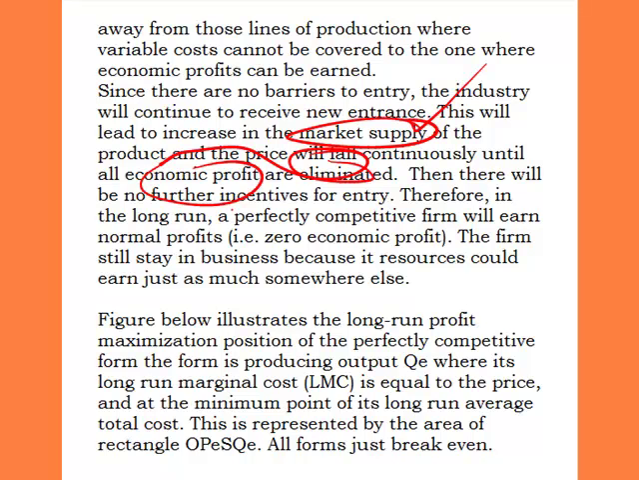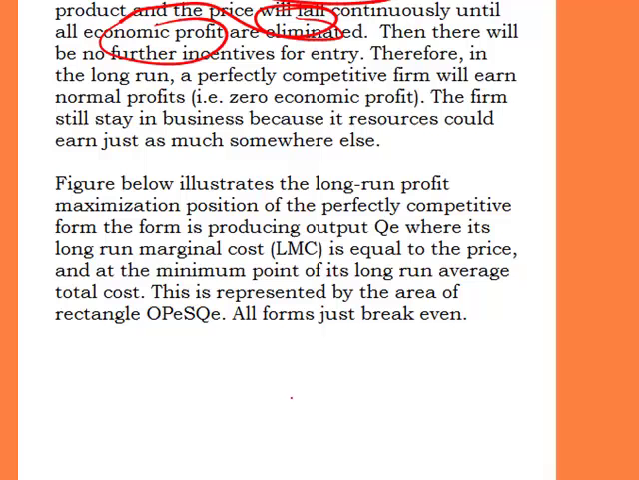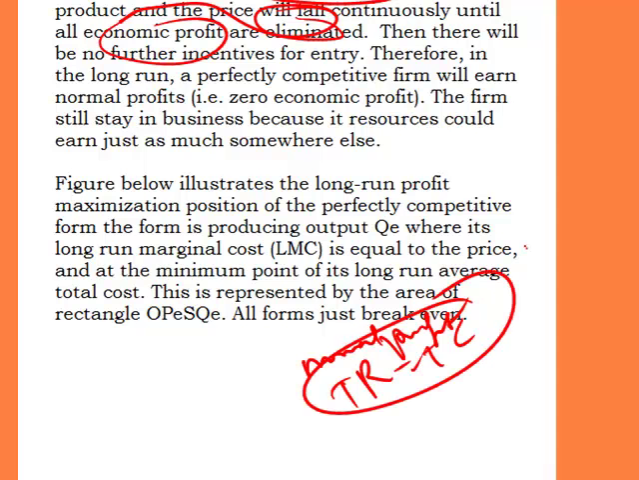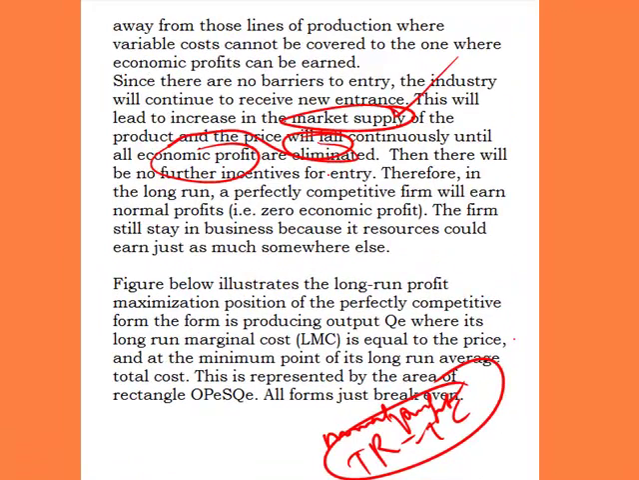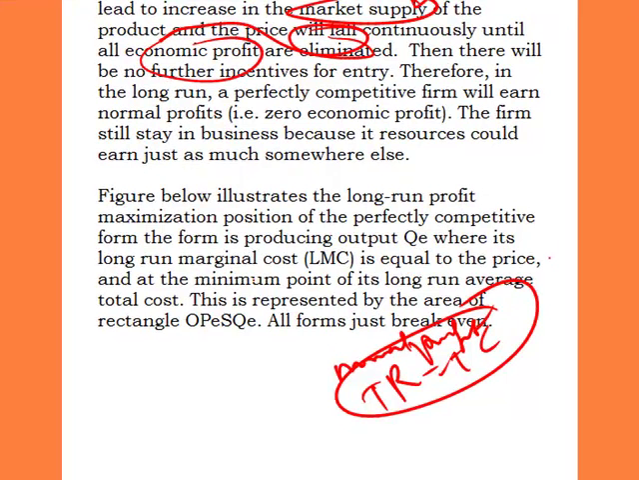So therefore, in the long run, a perfectly competitive firm will earn normal profit, that is zero economic profit. So they will earn what? Just normal profit. A normal profit is the point where the total revenue is equal to total cost. So that's what they will earn in the long run. The firm still stays in business because its resources could earn just as much somewhere else.